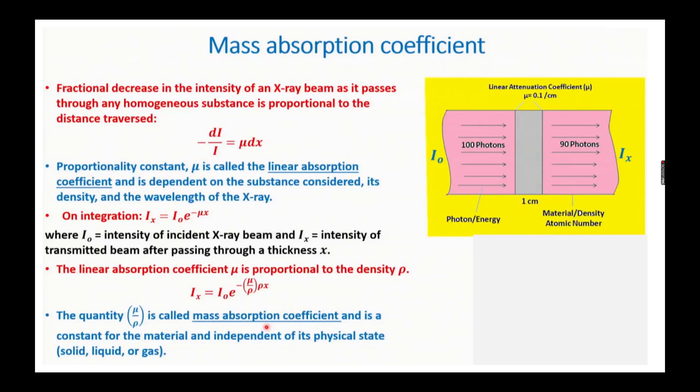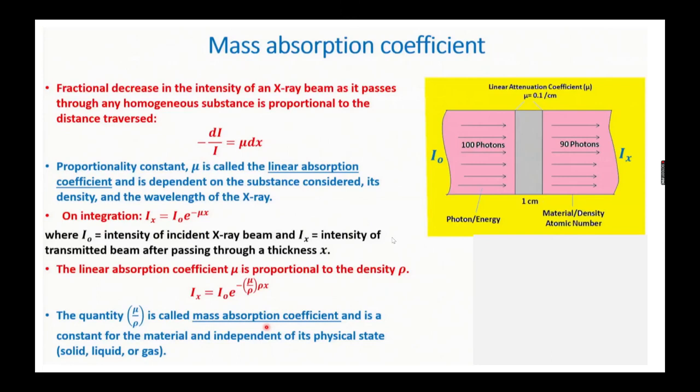So this is the mass absorption coefficient. Here in this formula, I naught is the intensity of the X-ray beam and Ix is the intensity of the transmitted beam. So the intensity comes in as I naught and Ix is the intensity after passing through a thickness of x. Let's say x is the thickness. Okay, and the linear absorption coefficient mu is proportional to the density. So the absorption coefficient is proportional to the density, right?